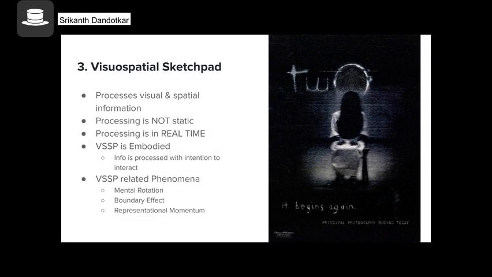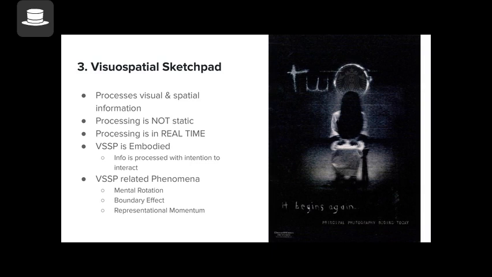Now let's talk about the third component, or the second subsystem, the Visual Spatial Sketchpad. It's also called VSSP, Visual Spatial Sketchpad. This particular subsystem is specific to processing both visual and spatial information. That's why it's called Visual Spatial Sketchpad. Visual is just a two-dimensional picture or image processing. Spatial is three-dimensional, where you're also taking into account the spatial aspects of the information.